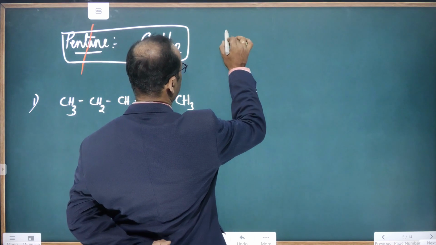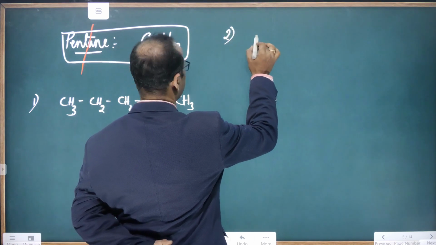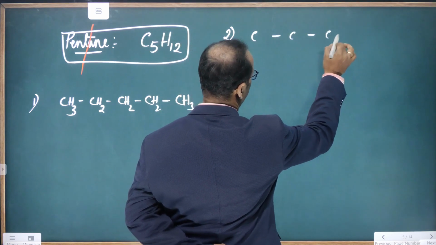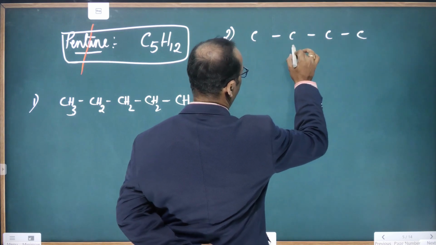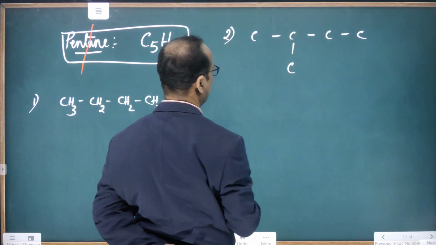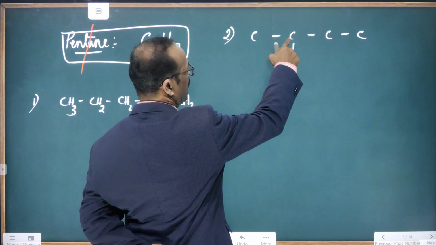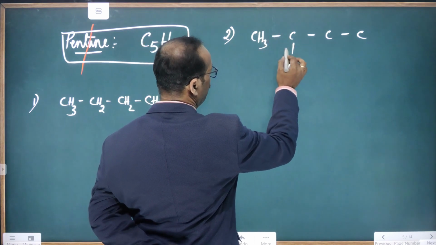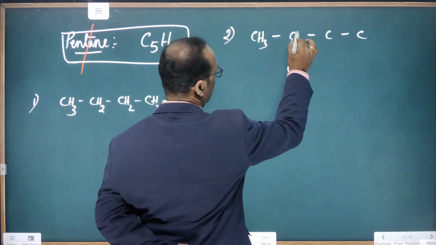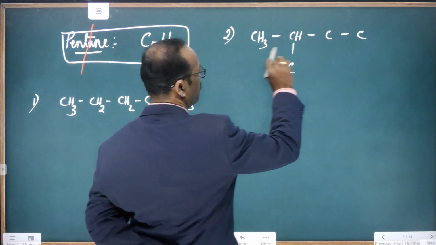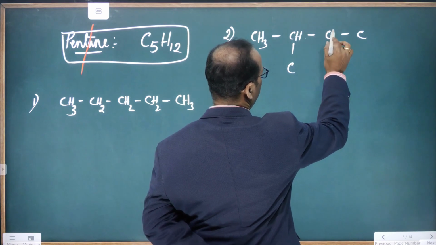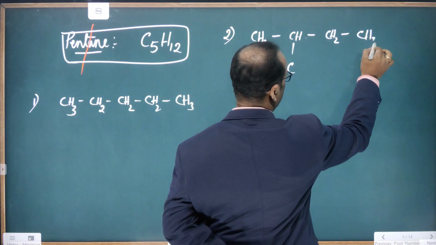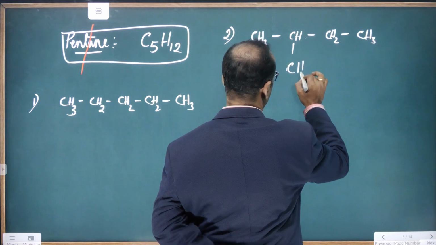So I'll write the second structure here. I'll write it like this: 1, 2, 3, 4, and one I'll write here. This carbon is attached with only 1 carbon, so it requires 3 bonds, so I'll write CH3. This carbon has 1, 2, 3 bonds already, so it can form only 1 bond, so I'll write CH. This carbon has 2 bonds, so it requires 2 more, so only 1 bond, so 3 hydrogens. Here it has only 1 bond, 3 hydrogens.